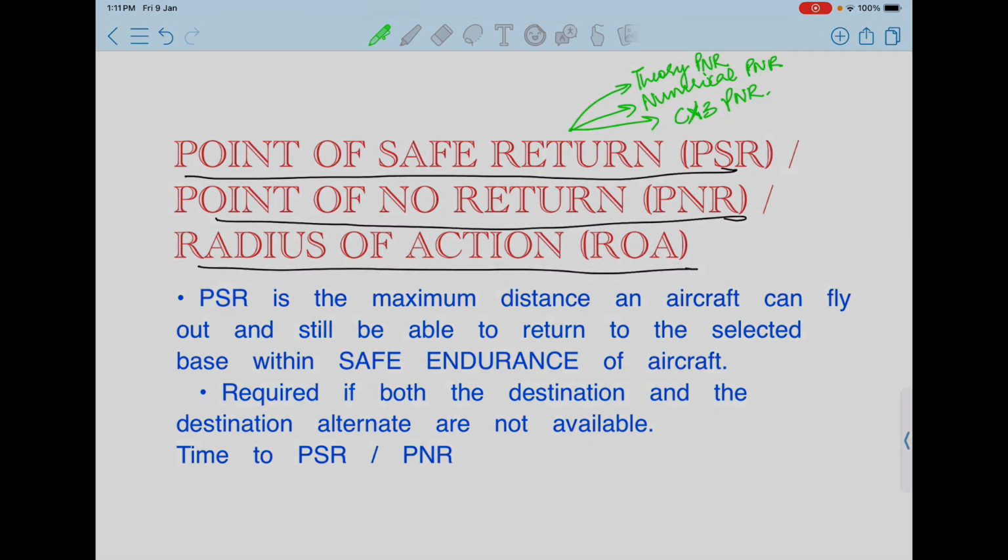So let's begin. If you remember critical point, it is when you move from point A to point B, from destination A to destination B, and the point at which the time to travel to either A or B is the same is called the critical point. This is what we studied.